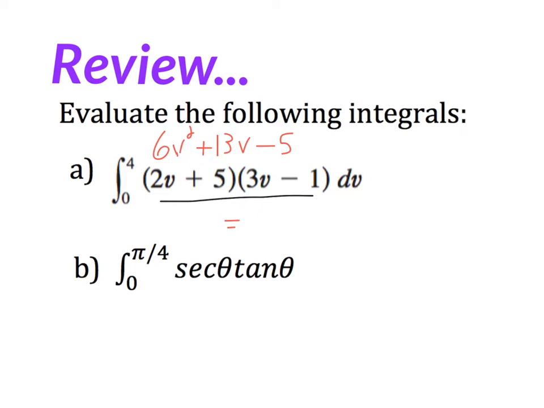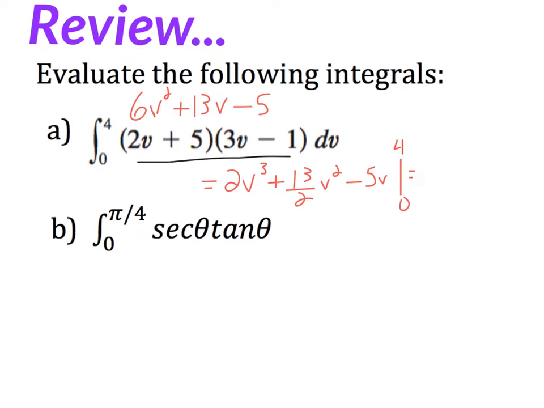And so if I jumped right to taking antiderivative work, for the first term, 6v squared, the antiderivative ends up being 2v cubed. Antiderivative of 13v ends up being 13 halves v squared. And the antiderivative of 5 is 5v. We got that straight line notation. Showing the evaluation part is important. So if I sub in 4 wherever there's a v, and then if I sub in 0, notice that ends up being 0.